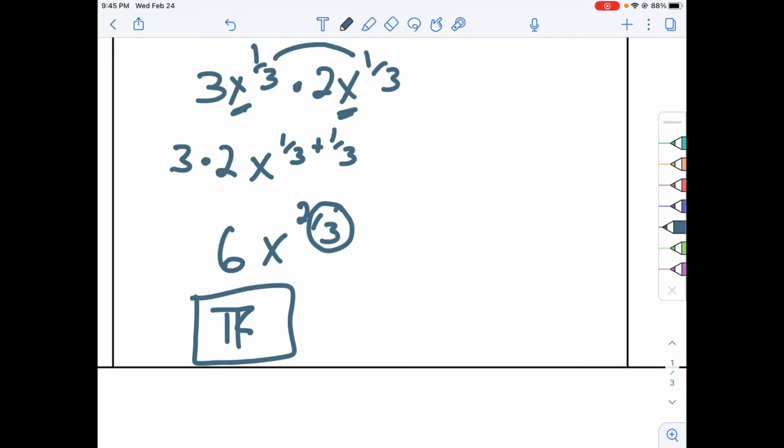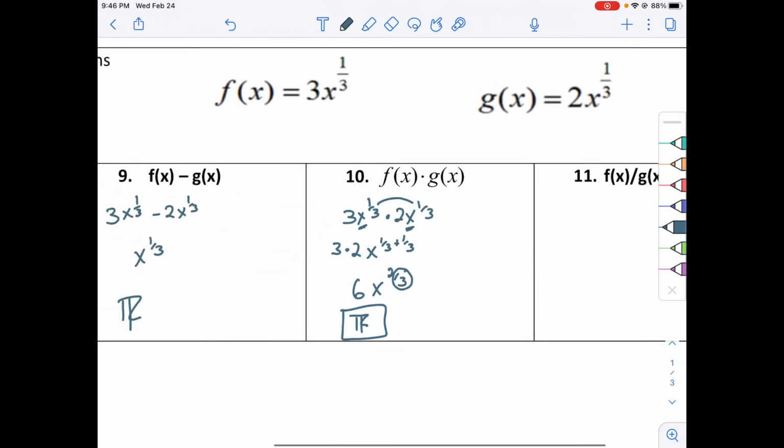You're allowed to plug in any positive number you want. You're allowed to plug in any negative number that you want, so there's no restrictions. So all real numbers.